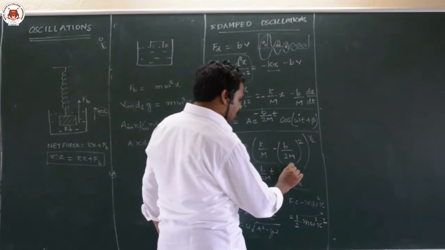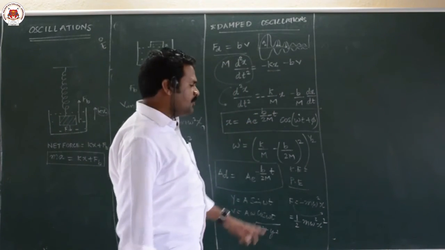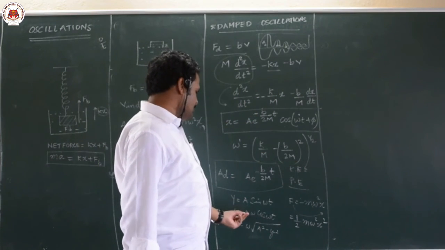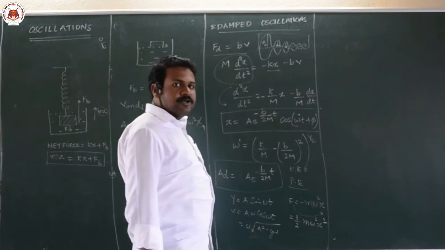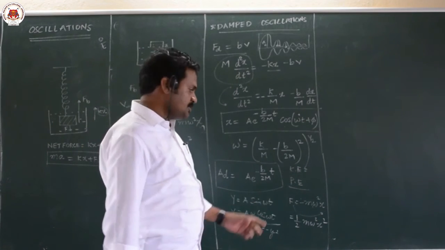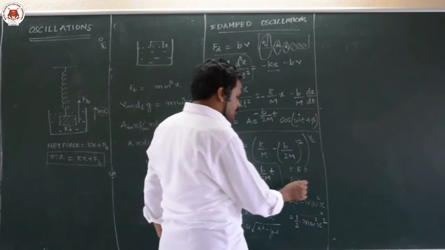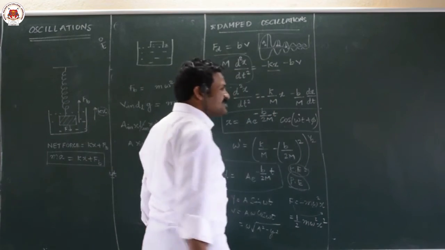Similarly, you can write kinetic energy. Kinetic energy is equal to half m v square, half into m into v square. V square is a square omega square cos square omega t. What is the total energy? Total energy is half m omega square a square. That is the total energy of a simple harmonic oscillator. So, this is all about oscillations.